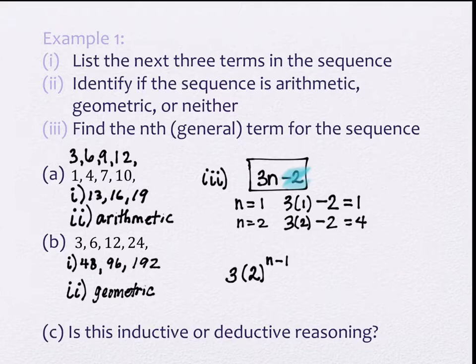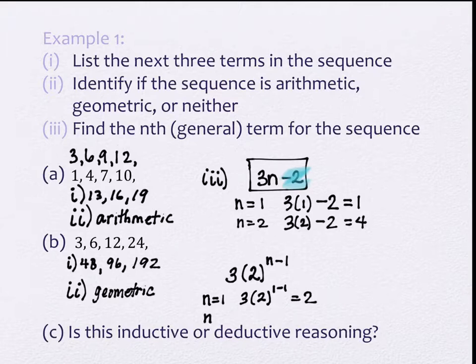Okay, so let me show you how you can check. If I put in n equal to 1, the 1 minus 1 gives me a 0 power on the exponent, right? Which makes the 2 to the 0, 1. And then the 3 at the beginning makes that whole thing 3.